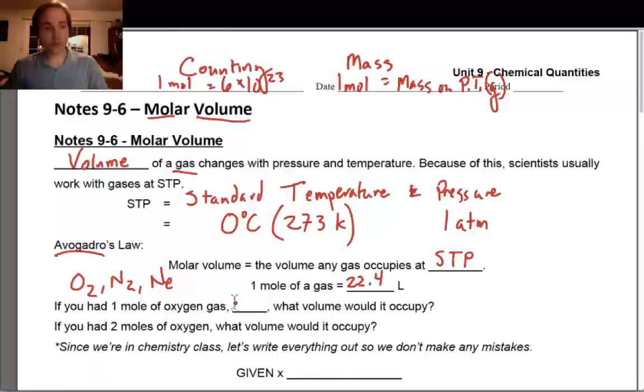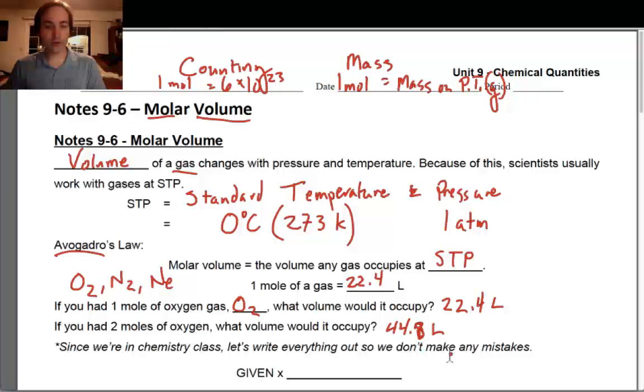So if you had 1 mole of oxygen gas, or O2, what volume would it occupy? Well, it's 1 mole, and if we assume that it's at STP, it occupies 22.4 liters. If I have 2 moles, that means I have twice as much oxygen. If it's still at STP, then what volume would it occupy? Well, it would occupy twice the volume because I have twice the amount. So 22.4 times 2 is going to give us 44.8 liters.